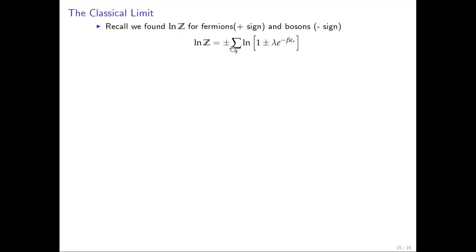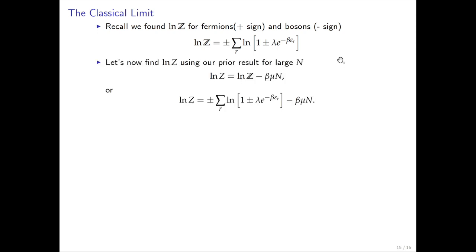For fermions and bosons, we found this, just to remind you what we had. And now I'm going to use this lambda to write it this way, with the lambda out here. That's equivalent to what we found before. Now, if we know the grand sum, we can find the log of the canonical partition function, which is this quantity.